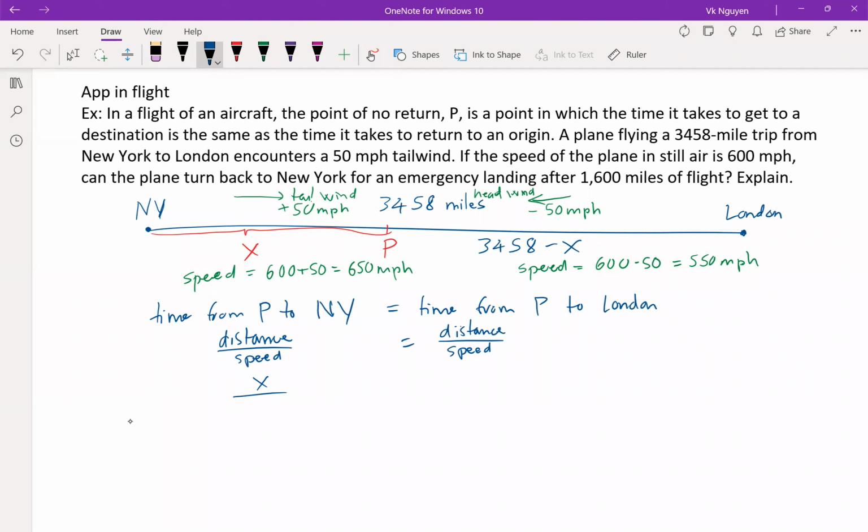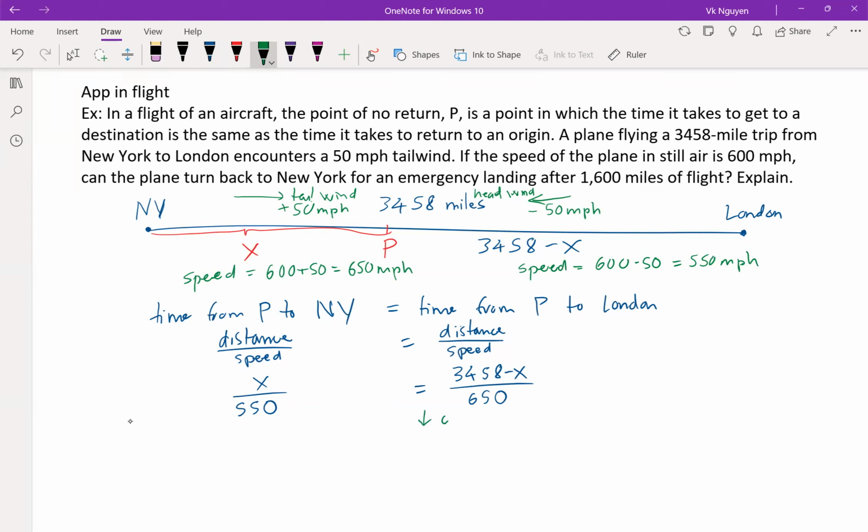Got to be a little careful here. When we fly back to New York from the point P, we encounter the headwind. Now the speed is 550 miles per hour. Distance from P to London is 3458 minus x. The speed from P to London, we have the tailwind, so we fly faster, right? 650 miles per hour. Oh, it's a rational equation.